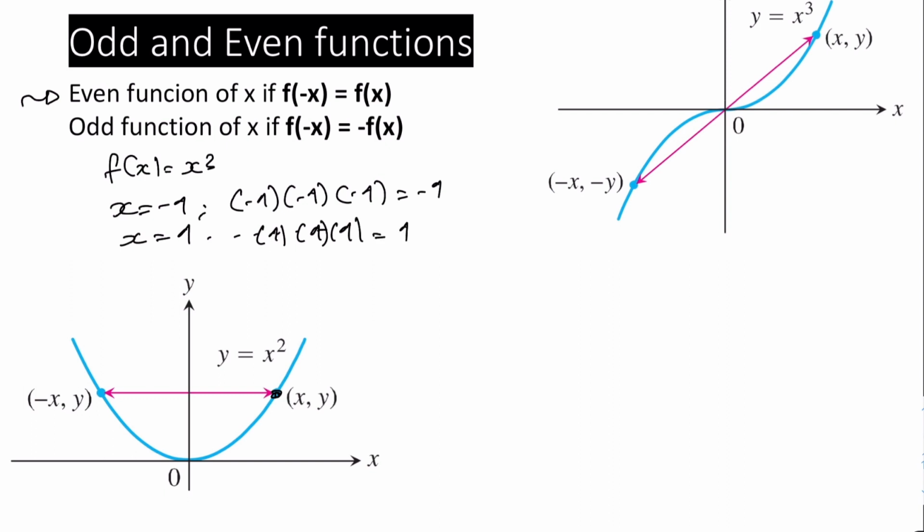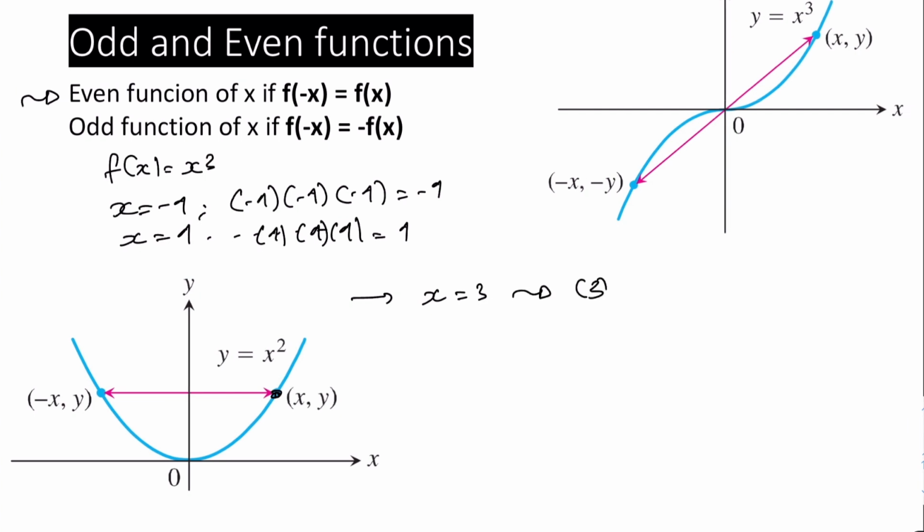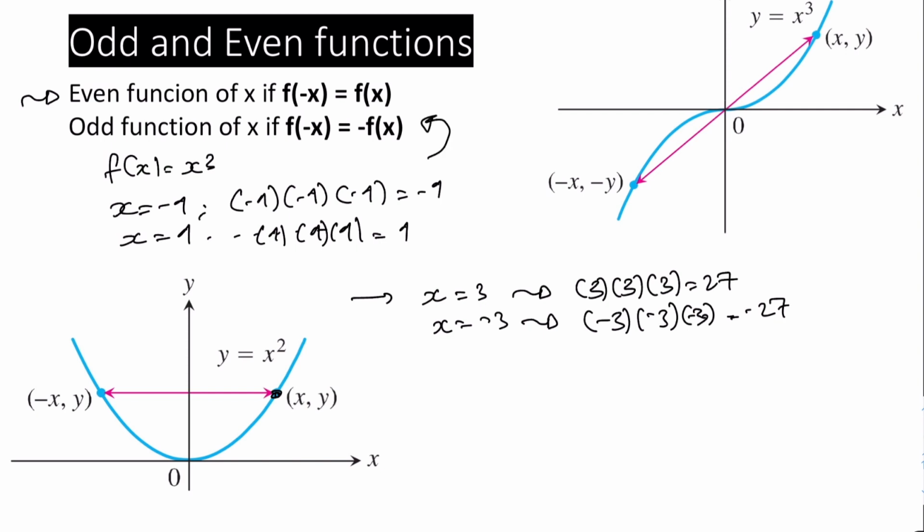Let's use a non-trivial example, let's say x equals 3. This means 3 times 3 times 3, which is 27. Or x equals minus 3, so minus 3 times minus 3 times minus 3 equals minus 27. So this is an odd function because it satisfies the condition of the odd function: f of minus x equals minus f of x.